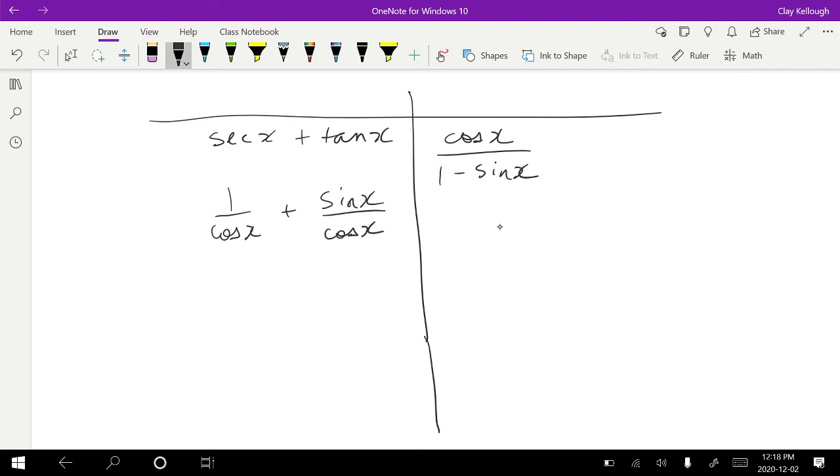Well, now what? Well, I can make a common denominator. All right. Again, keep in your mind what we're trying to get to. We're trying to turn that left-hand side into the right-hand side, and right now it doesn't look anything like it. What would make that work? What would make that happen?